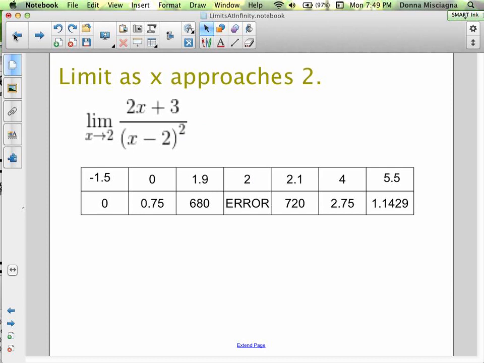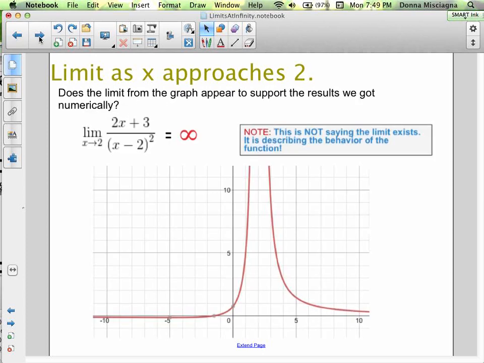So to go from 0 to 1.9, it increased almost 680. And to go from 4 to 2.1, it increased about 718, or 717. So there's a lot of growth occurring between 1.9 and 2, and 2.1 and 2, that we don't see in the rest of the table. Our table is seeming to support that.